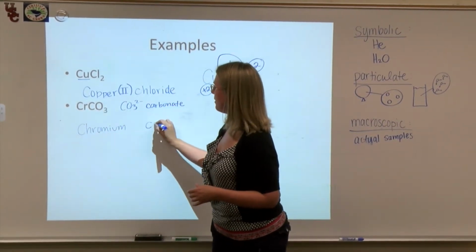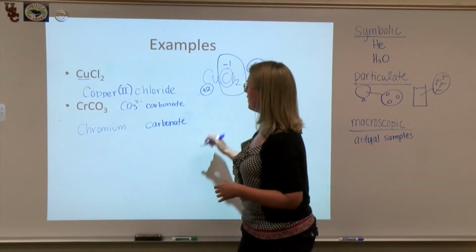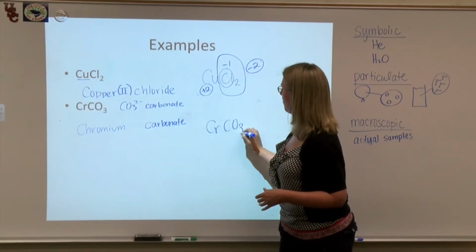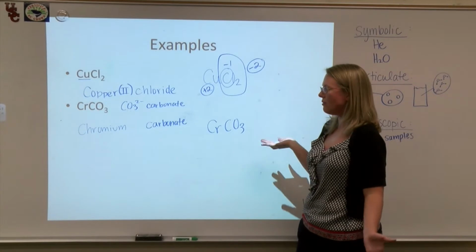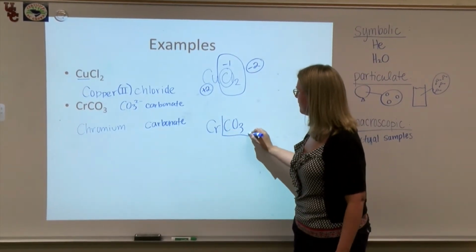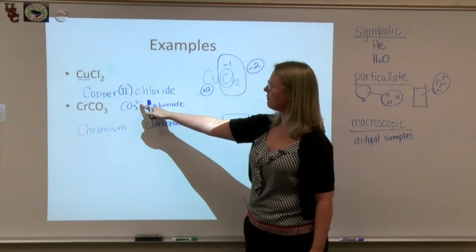CO3 we would name carbonate. Okay, and then we're going to do the same thing over here. We've got to figure out, based on our formula, what is chromium's charge. So we look, here's our negative ion, this carbonate thing. What is the charge of carbonate? It's -2.